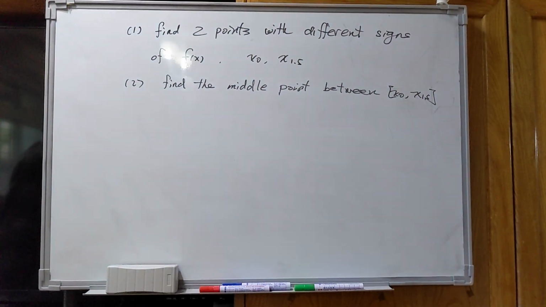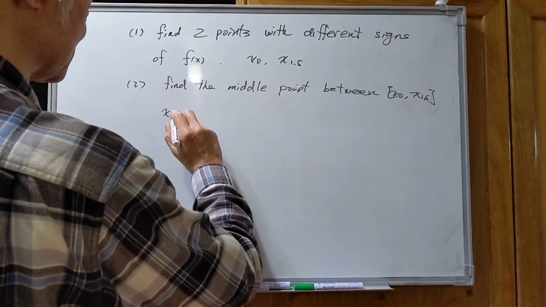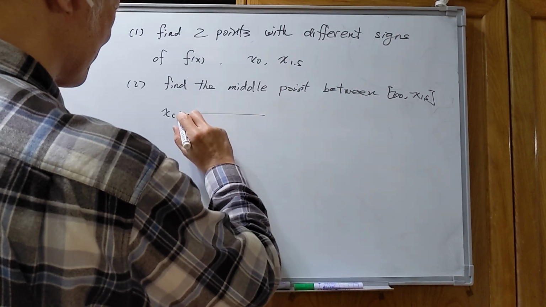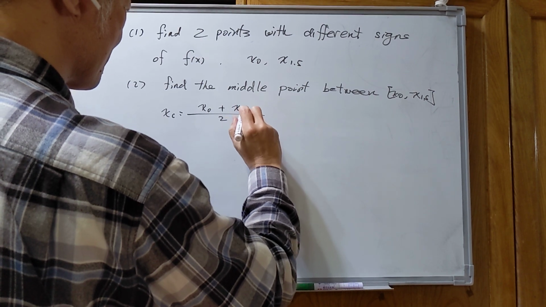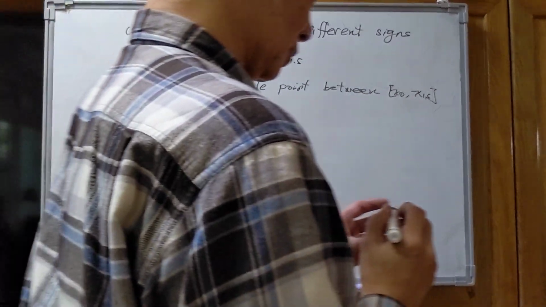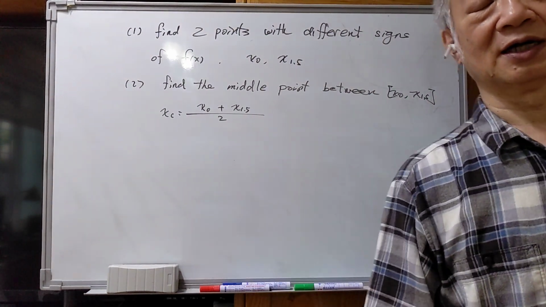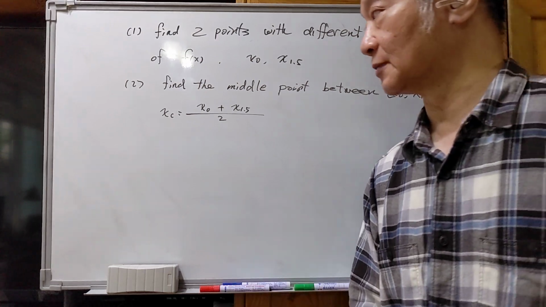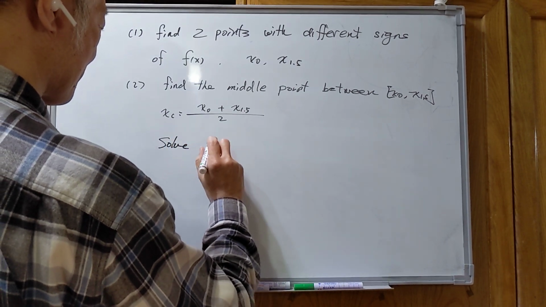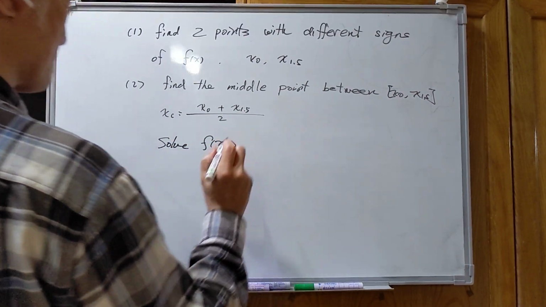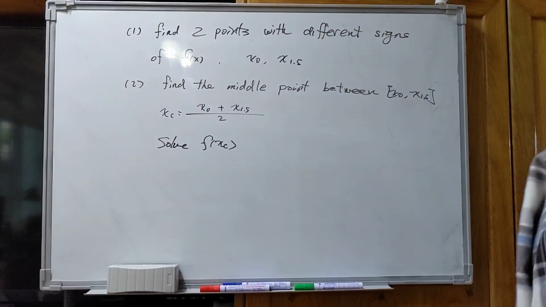Then we need to find the center, the middle point. Let's say that's xc. So we can solve for the center point between these two endpoints, and then we can solve for f of xc.